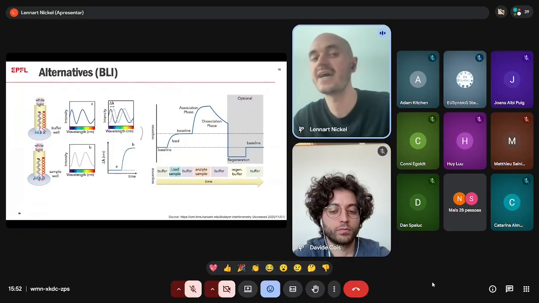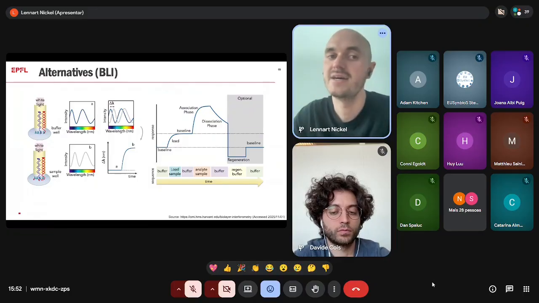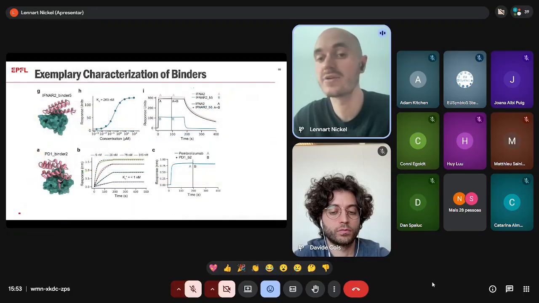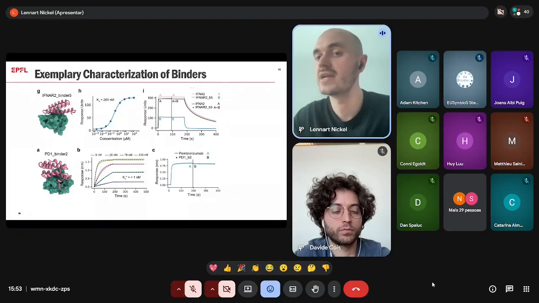So there are many versions, but I really like to get some binding curves from the BLI or SPR. And this can look like this. On the top, you see, for example, an SPR plot, on the bottom a BLI curve. And one thing you can always do to make sure that your binder binds at the right spot is to have a competitor and then do a competition assay to make sure that your binder binds at the right spot.